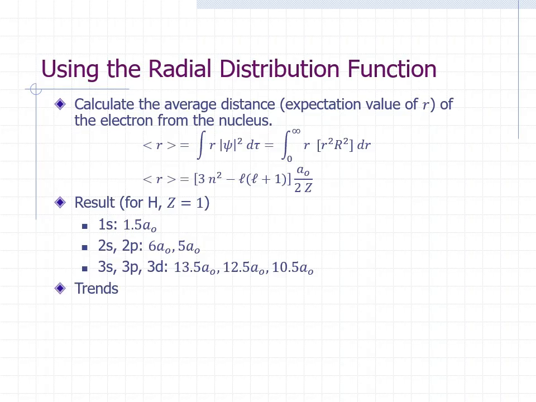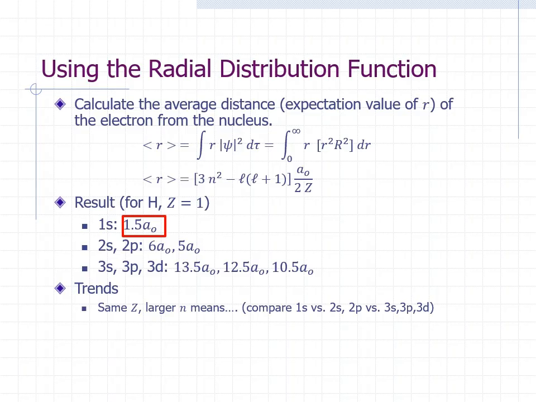Let's summarize the trends. For the same Z, a larger quantum number n means that, on average, the electron is farther from the nucleus. For example, the average distance for the 1s orbital is 1.5 Bohr, while the average distances are larger for the 2s and 2p orbitals, which are 6 and 5 Bohrs, respectively.